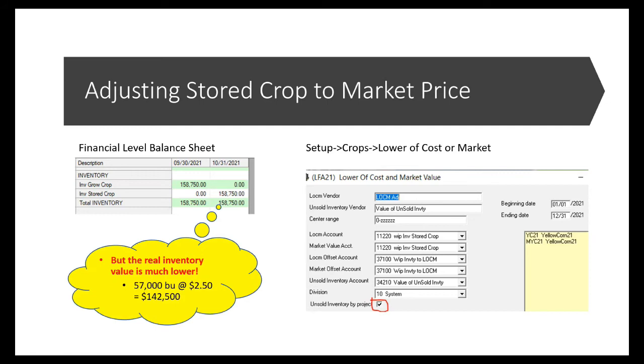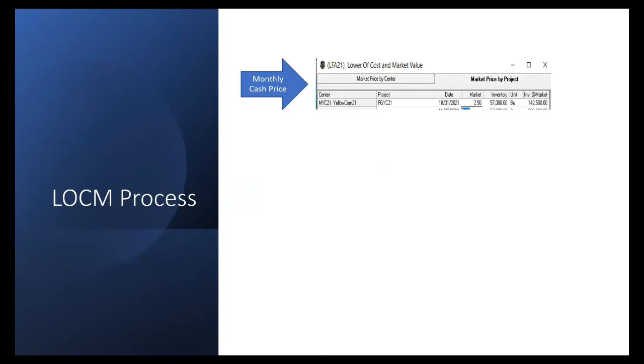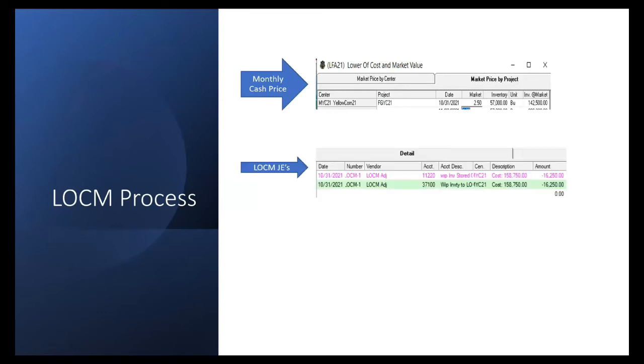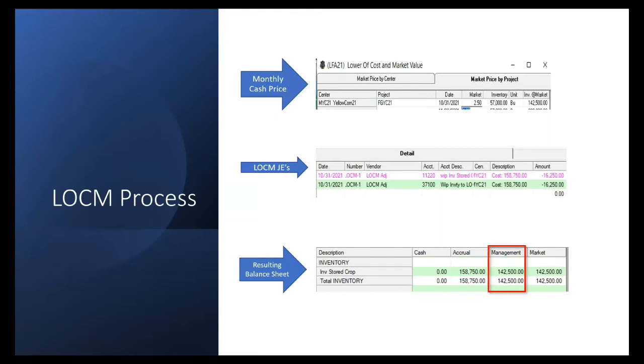Look at livestock. Okay, so livestock would work the same way. 1,030. Okay. So again, we put in the market value, creates this lower cost of market entry. And again, the balance sheet is reflected from stored crop or from growing crop to stored crop.